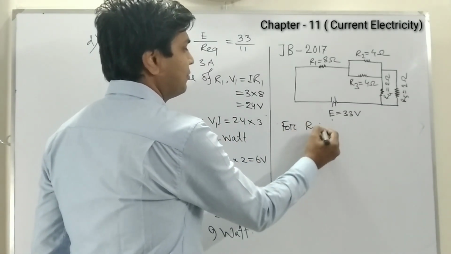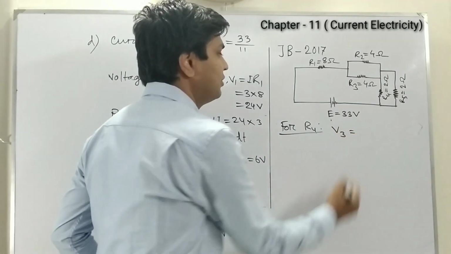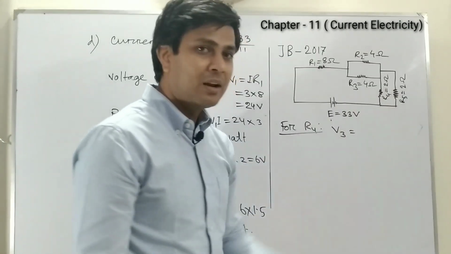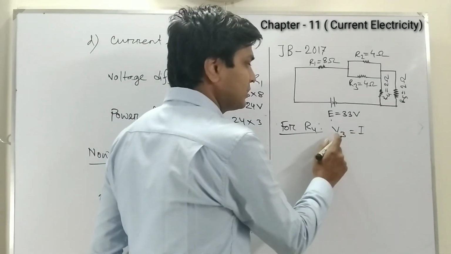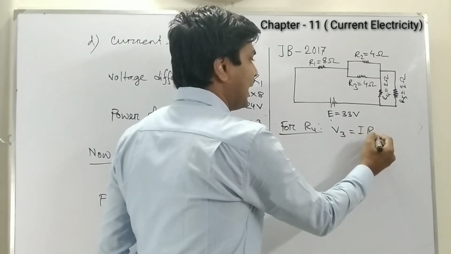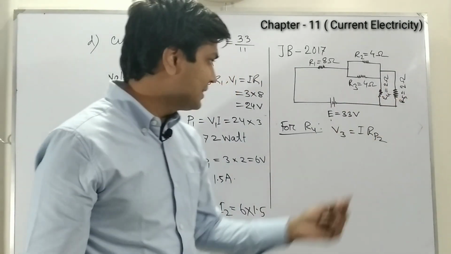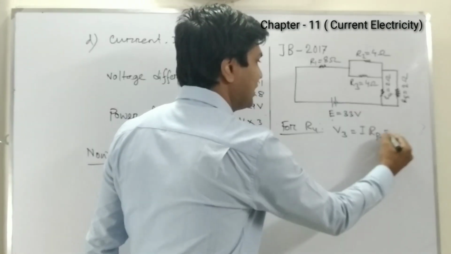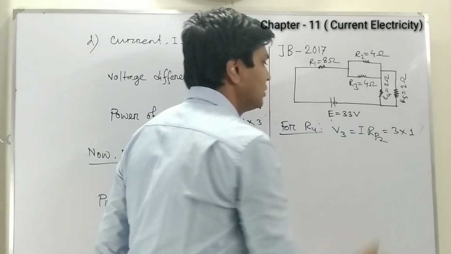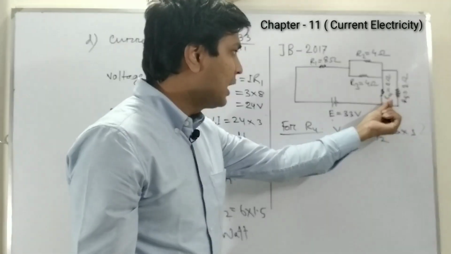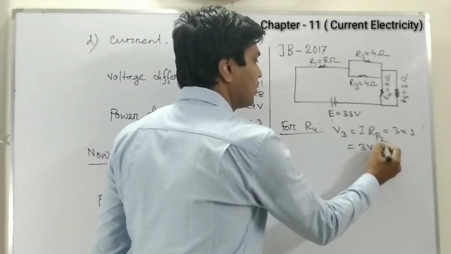For R4, we have to calculate the voltage first. Here we see V3, and in that case the current will go two ways, through R4 and R5. So the voltage V3 will be I times RP2, because the equivalent resistance of R4 and R5 is RP2. The current is 3 ampere and RP2 is 1. So the voltage across R4 and R5 will be 3 volt.